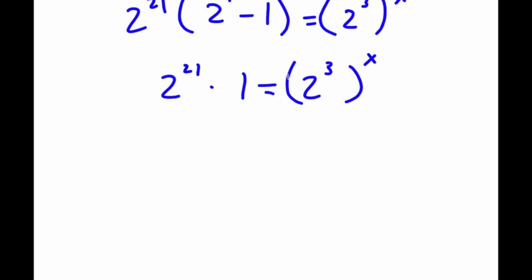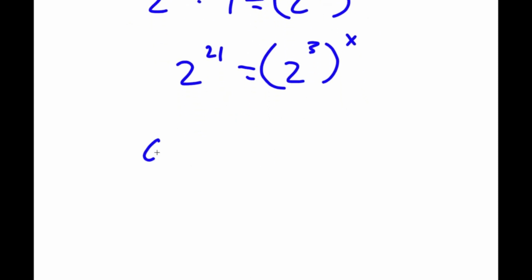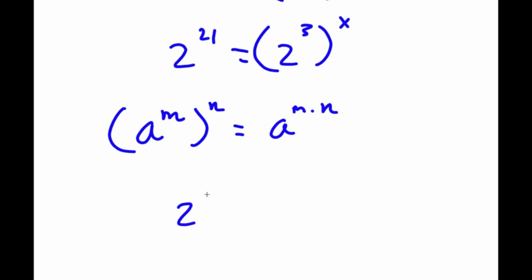Now anything times 1 is simply itself, so 2 to the power of 21 times 1 is simply 2 to the power of 21. So I have 2 to the power of 21 times 2 is equal to 2 to the power of 3, to the power of x. Now, if I have something in the form a to the power of m to the power of n, this is equal to a to the power of m times n. So 2 to the power of 3 to the power of x, that's going to equal 2 to the power of 3 times x. So I have 2 to the power of 21 is equal to 2 to the power of 3x.